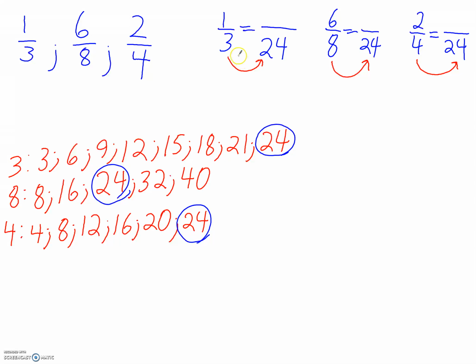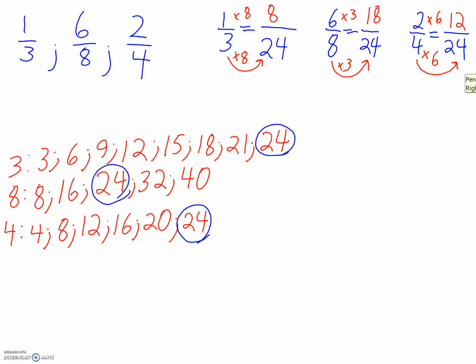So you look over here, 3 times 8 equals 24, so 1 times 8 equals 8. 1/3 equals 8 24ths. 8 times 3 equals 24, 6 times 3 equals 18, so 6/8 equals 18 24ths, and 2/4. 4 times 6 equals 24. 2 times 6 equals 12. Equals 12 24ths. And that's just that 1/2 in disguise. So now we're able to do from least to greatest with our fractions in 24ths.